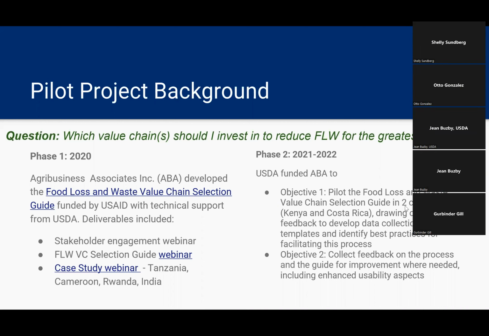Stakeholders that would find this guide useful could really be anyone or any institution interested in prioritizing and integrating food loss and waste mitigation in their work, such as project development implementers or even policymakers.